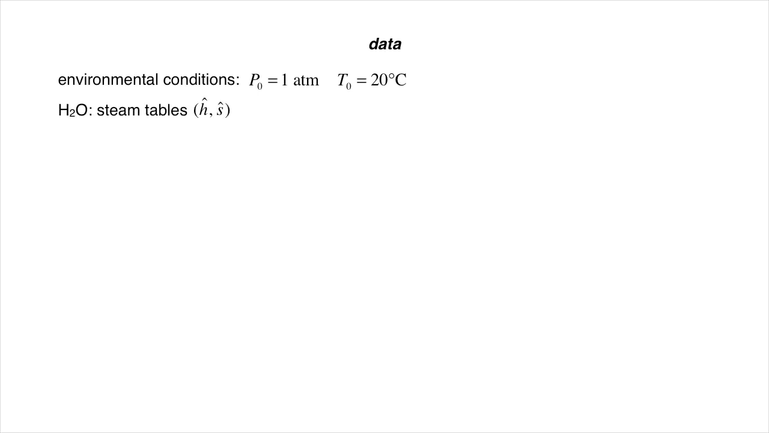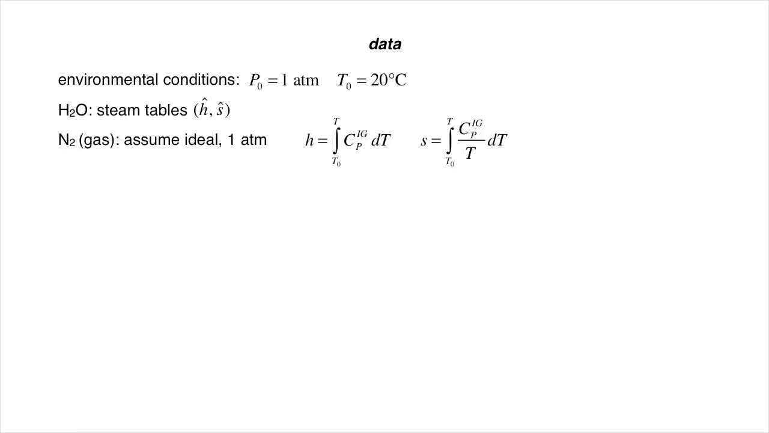Next, we'll need some enthalpy and entropy data for the H2O in our process. Let's just use the steam table since it has everything we need to know. The other substance we have is nitrogen gas. But it stays at 1 atmosphere, so let's just assume it's an ideal gas, in which case we can calculate the enthalpy and entropy using the ideal gas heat capacity.